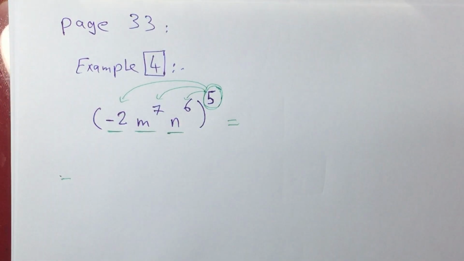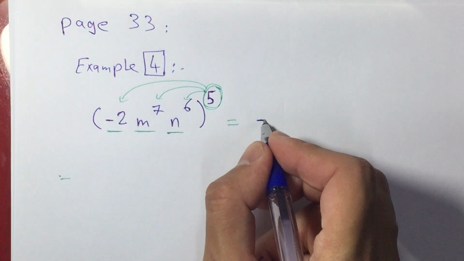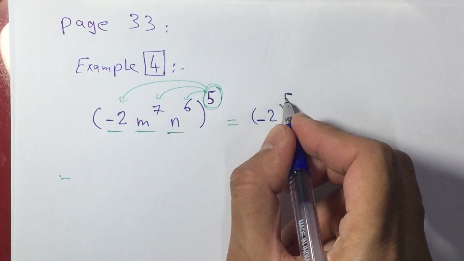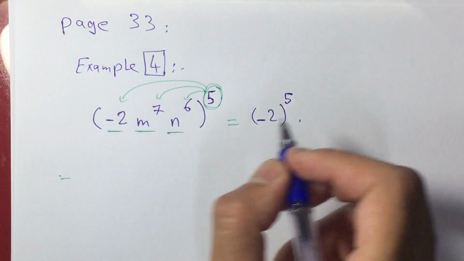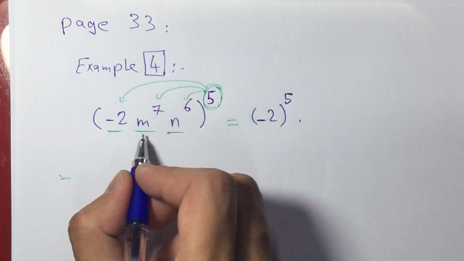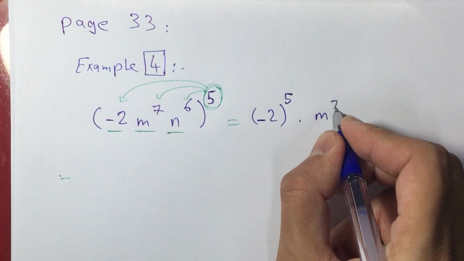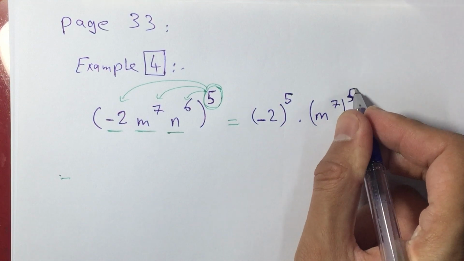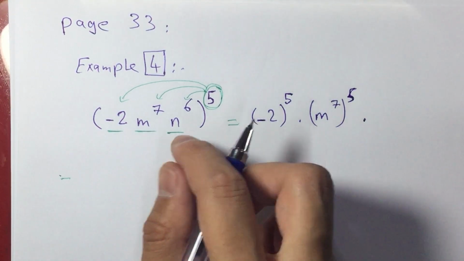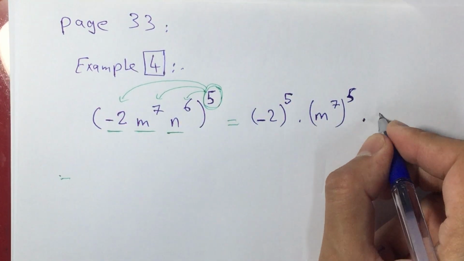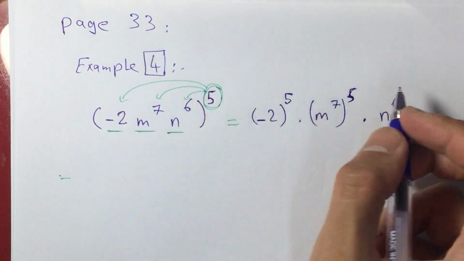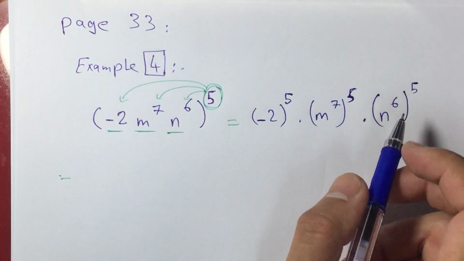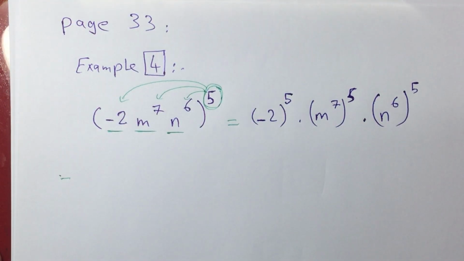and we can rewrite this expression as -2, the first factor, to the power of how much? Exactly, to the 5th power, times the second factor is m to the 7th, so we write the same m to the 7th, and all this factor is to the 5th power. Okay, and then the last one is n to the 6th, and we distribute the exponents on them, so they will be n to the 6th all to the power of 5.